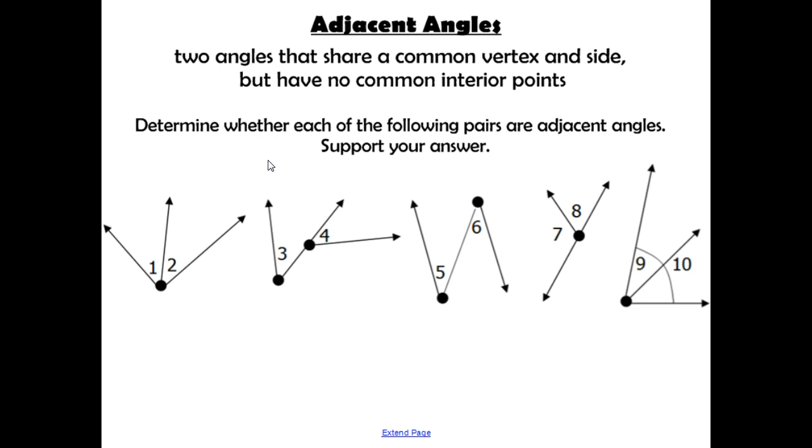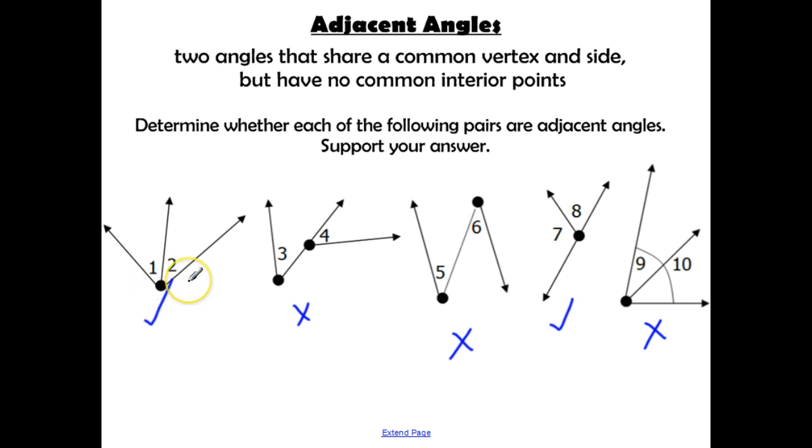and support your answer. So go ahead and press pause, draw these diagrams, and determine whether they are adjacent angles or not based on the definition given. Check back with me and see if you got it right. Now let's talk about it.